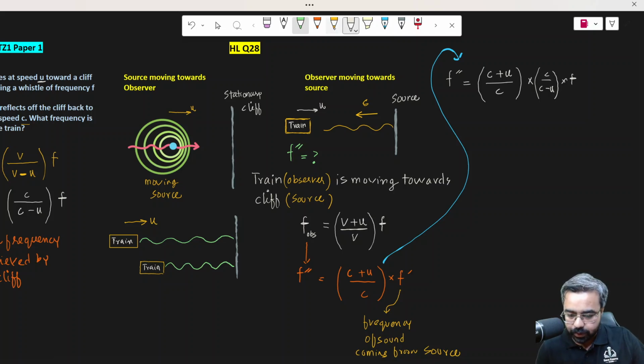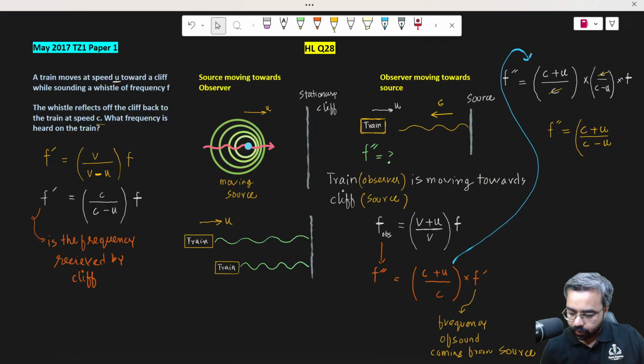And you can see that this c and this c cancel out. And finally, option A is the right answer for this past paper question about the Doppler effect.